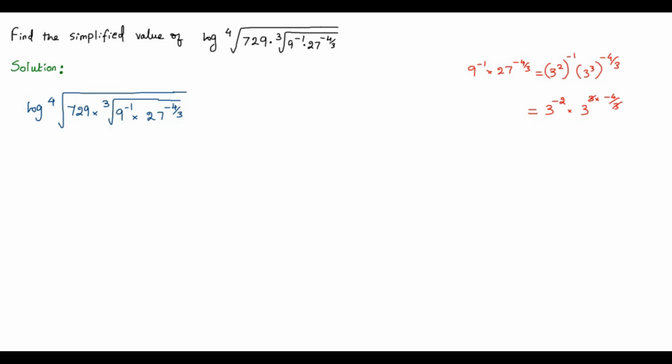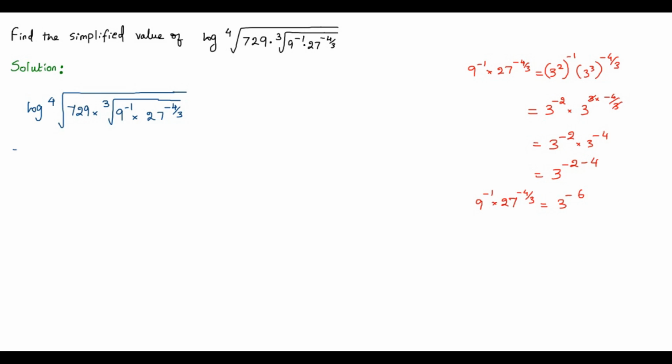So this 3 and 3 can be cancelled. We get 3 to the power of minus 2 times 3 to the power of minus 4. Here we multiply two terms with the same base. So what we can do is we can take the base once and we can add the exponents. So minus 2 minus 4. Finally we get 3 to the power of minus 6. So the product of 9 to the power of minus 1 and 27 to the power of minus 4 by 3 is equal to 3 to the power of minus 6. So that we can substitute here.